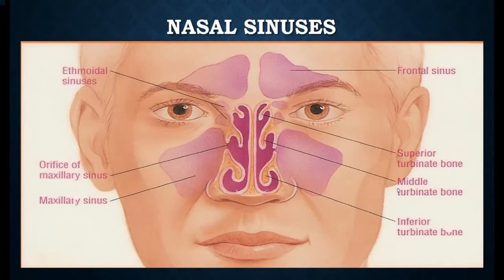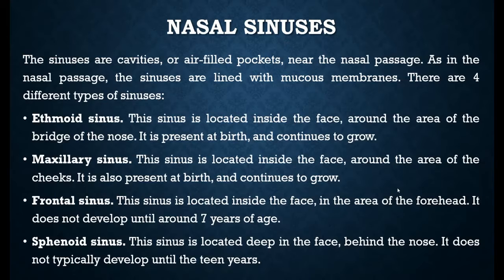Next are the nasal sinuses. This structure shows you different sinuses like the frontal sinus on the forehead, then the ethmoidal, then the superior turbinate bone, middle turbinate bone, and inferior turbinate bone, and close to them the orifice of the maxillary sinus and the maxillary sinus. The sinuses are air-filled cavities near your nasal passages, lined by the mucous membrane.